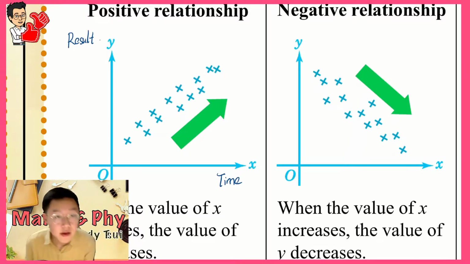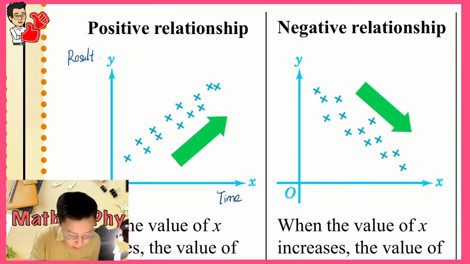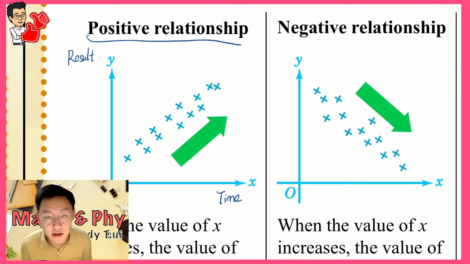This scatter diagram can show you that the more time you spend on watching Mr. Choi's videos, the higher your examination result can be. This one is the positive relationship.